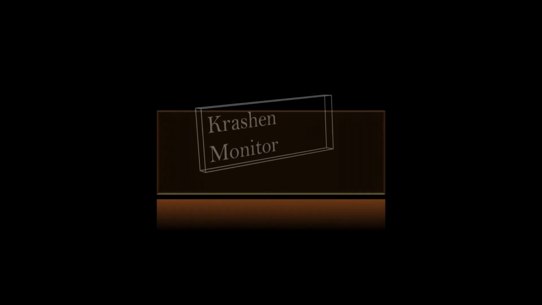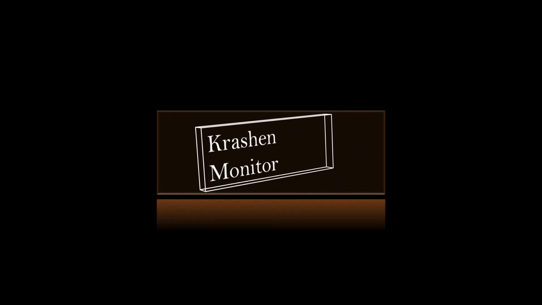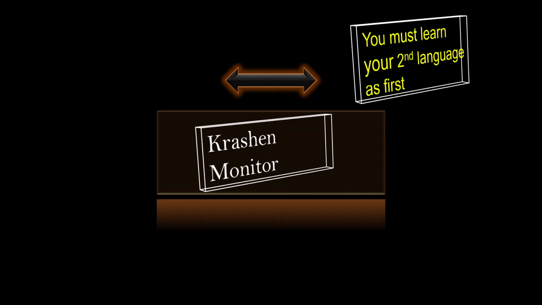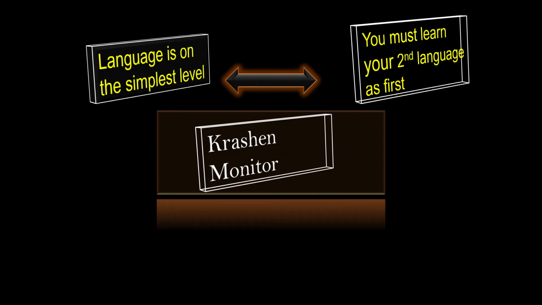Okay, so here we have Crash and Monitor, my favorite topic because I'm learning English using this method. You must learn your second language as a first. I learned English as my second language, and I learn English as a first language to improve it. How does it work? When you learn the second language as a first, you just try to learn more and more because you want to develop it more than your first language. That's why you start to speak this language as a native one. And language is on the simplest level.